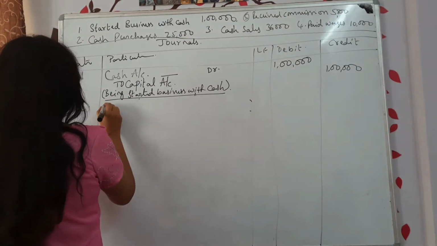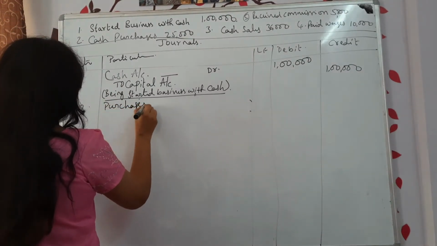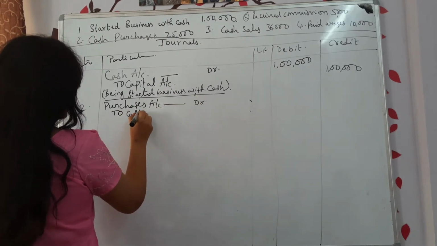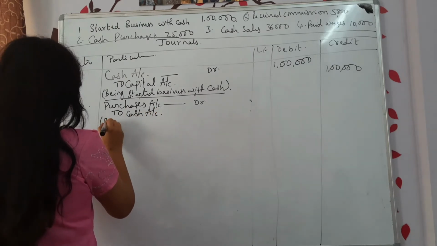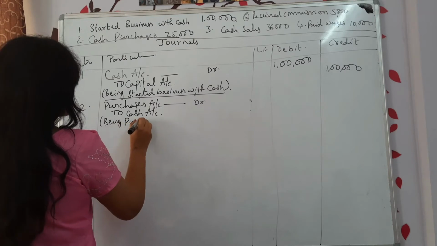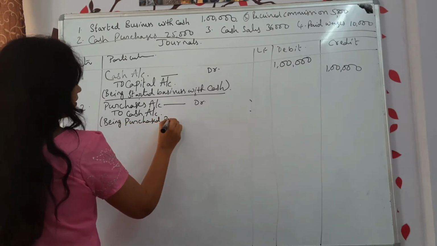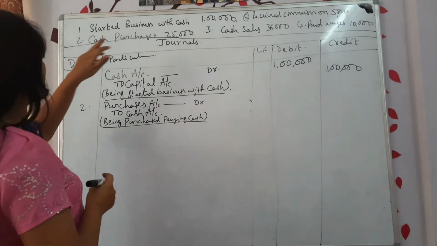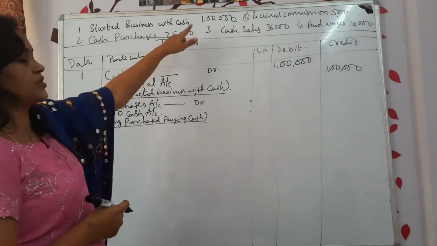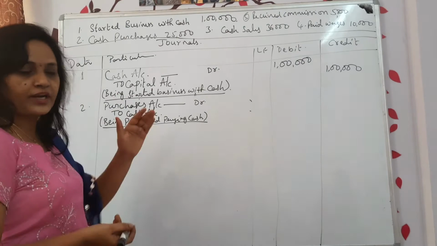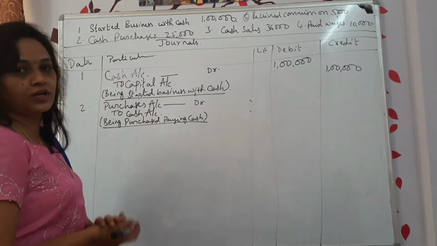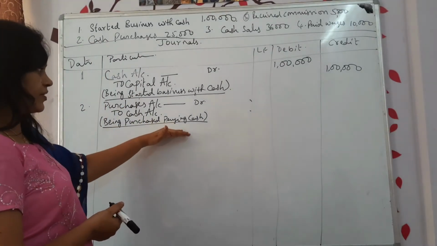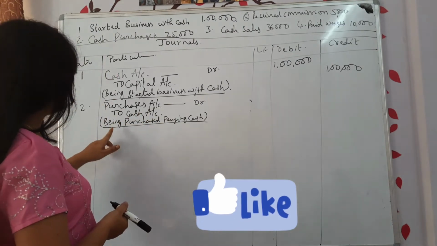Which one should be debited? Purchases. Purchases account debtor, leave some space, to cash account. What is the narration? Being purchased, paying cash. If you don't know how to write down the narration, write down whatever is given in the transaction itself. You can write down being cash purchases. Is that clear? So now here I know how to write, so I have written. If you don't know, just simply copy being cash purchases.